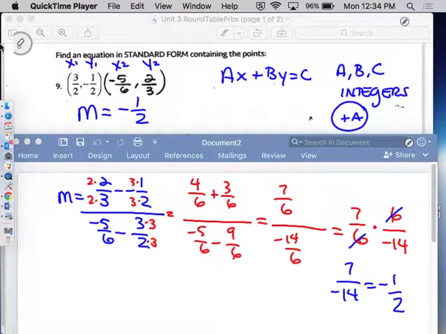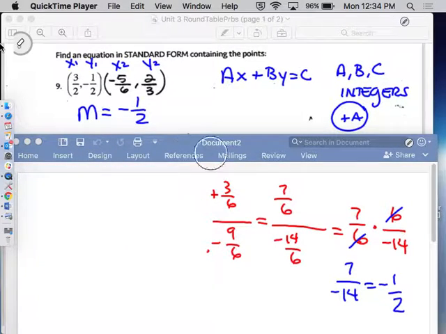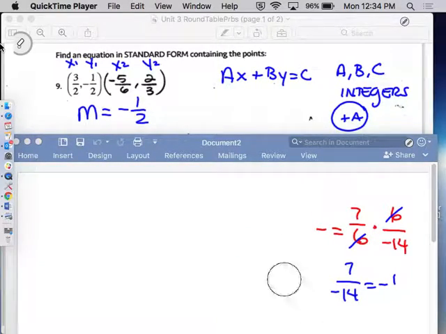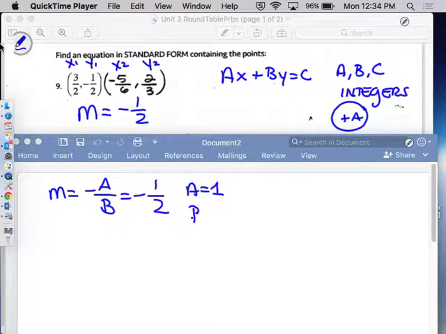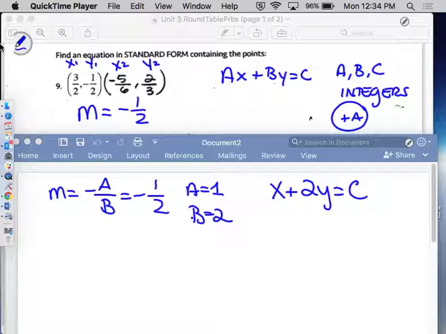Okay, now let's go to the next part of the problem. If I'm in standard form, the slope is negative A over B. If my slope is negative 1/2, then that means that A is 1 and B is 2. So when I have my initial setup, I can say x plus 2y equals C, substituting in the A and the B.